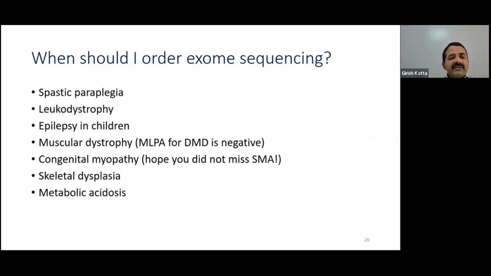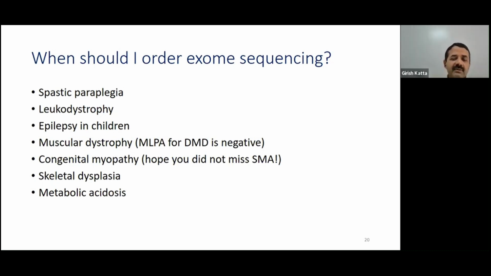So, some examples in the clinic, if you are a pediatrician, it may be spastic paraplegia in children, leukodystrophy in children, epilepsy, muscular dystrophy. Please remember, if MLPA or multiplex ligation dependent probe amplification for DMD is negative, then only you need to do next generation sequencing or exome sequencing. And congenital myopathy or floppy baby, where you have already ruled out SMA, because SMA is a great mimicker of all muscle and nerve diseases, then you can do exome sequencing.